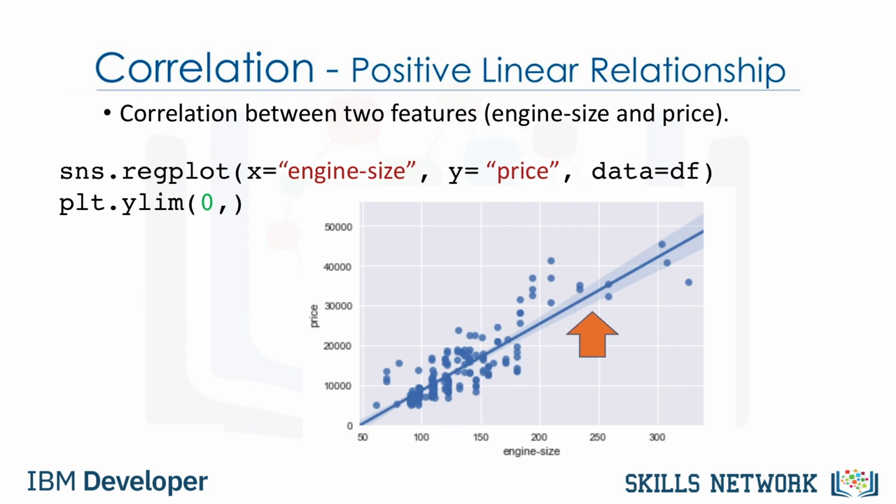With increase in values of engine size, values of price go up as well, and the slope of the line is positive, so there is a positive correlation between engine size and price. We can use Seaborn regplot to create the scatter plot.